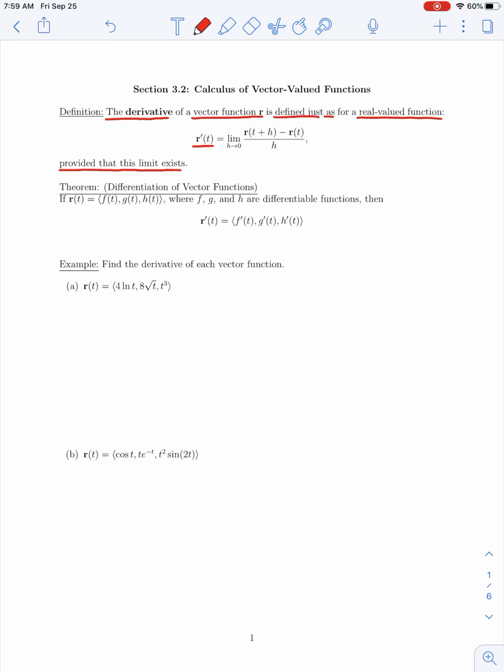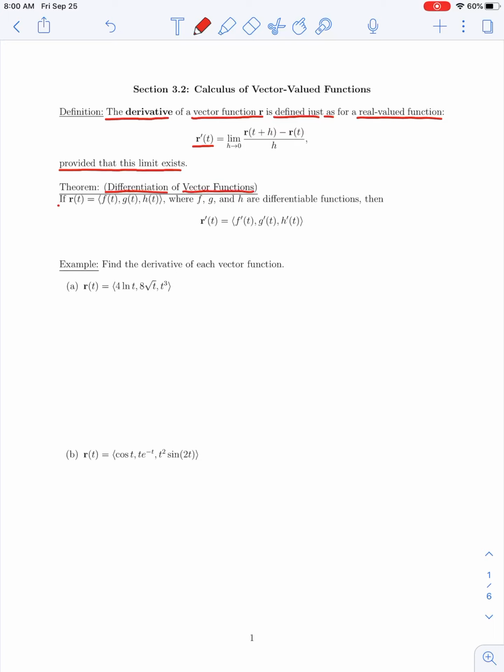Now, as we saw in our last section, a limit of a vector function would be evaluated component-wise. So if we're looking at the limit of this difference quotient of a vector function, we're really looking at the limit of the difference quotients for its component functions, which would give the derivatives of the component functions. So we arrive at the following theorem, which gives us a simpler way to differentiate vector functions.